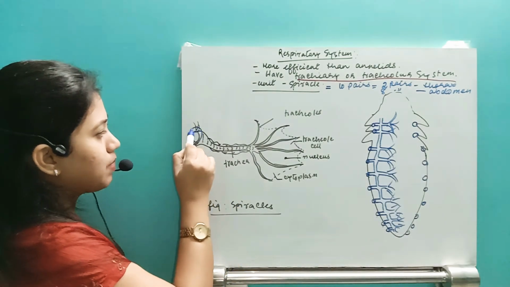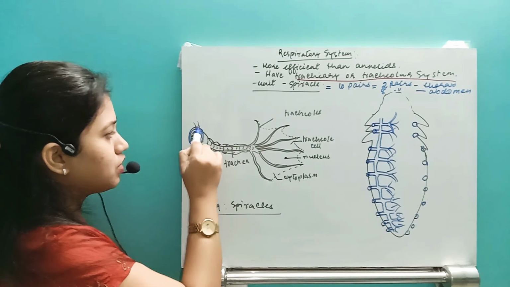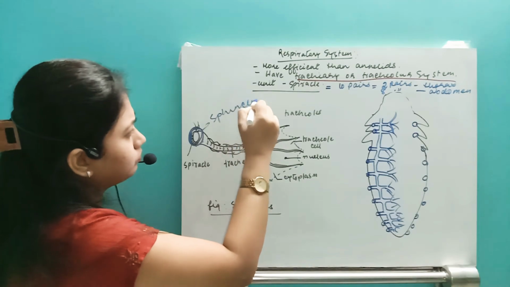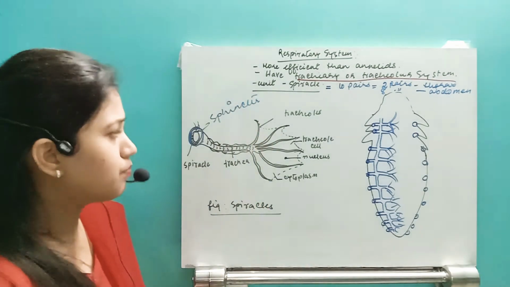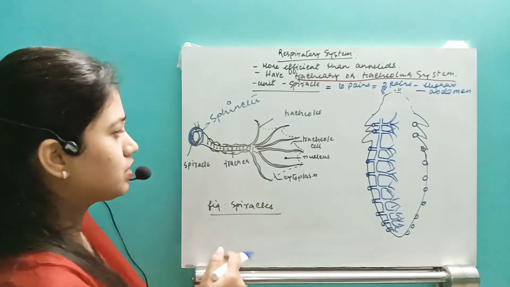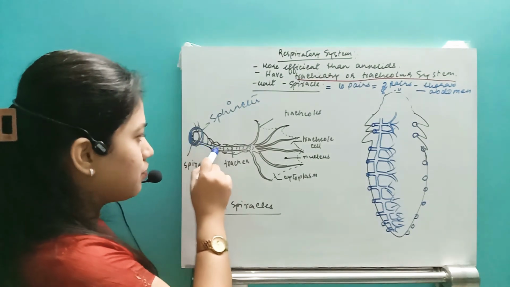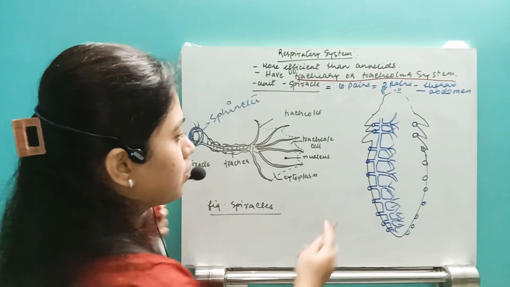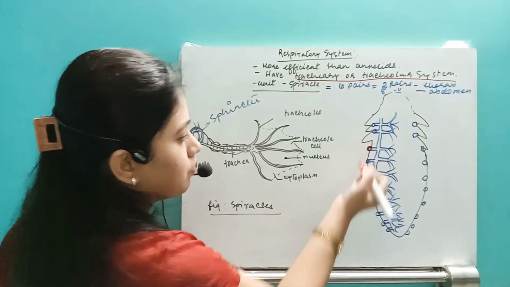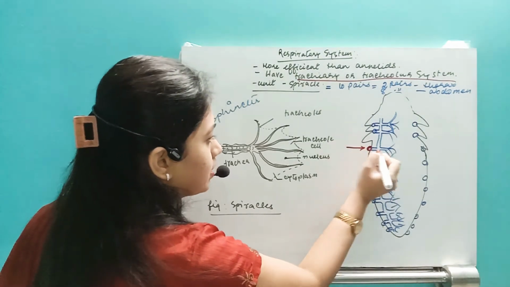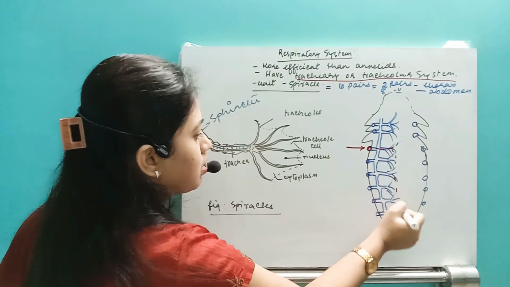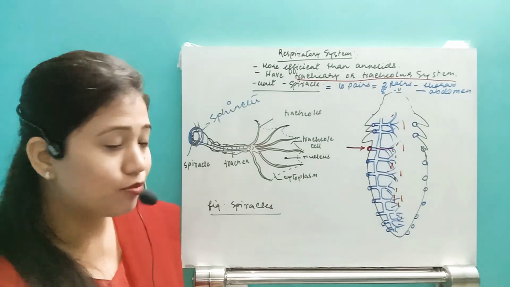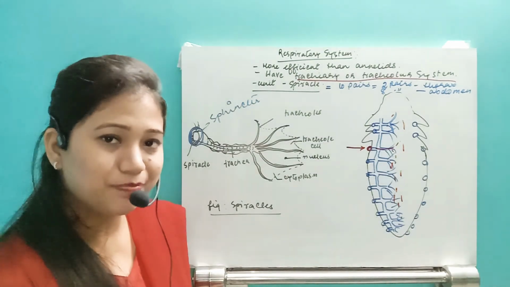First of all, this spiracular muscle, here actually one sphincter is present. So this sphincter will contract, and whenever it contracts, the gas will move from the atmosphere, enter, and transport to the whole body parts. That means in the hemocoel. In the hemocoel actually lots of tracheoles are there, right?